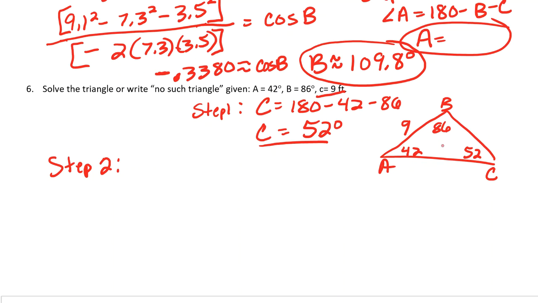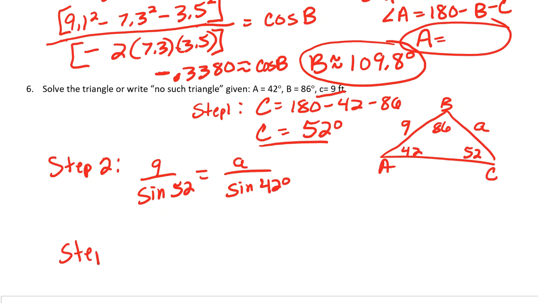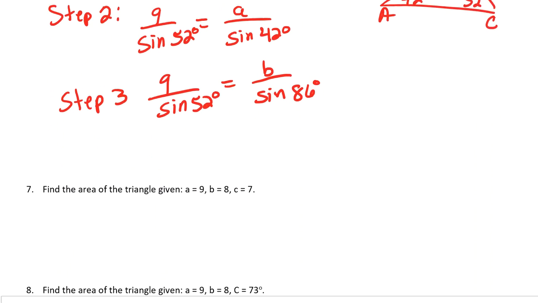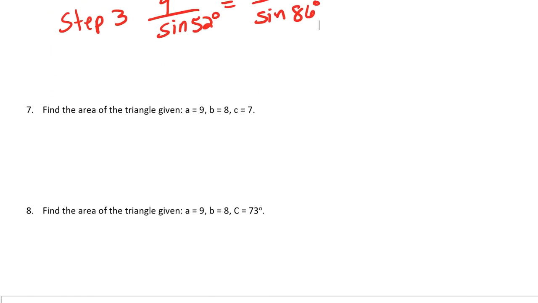So now you can see that you can pick up and find another side, and let's do A. So you could do 9 over sine of C is equal to small letter a over sine of A. And then once you know that, of course you could repeat the same process, and you don't even have to change much in your calculator. You can just type over the top. Now we're going to find small letter b and use sine of B. So I'm leaving these for you to calculate. I think you guys are capable of that.